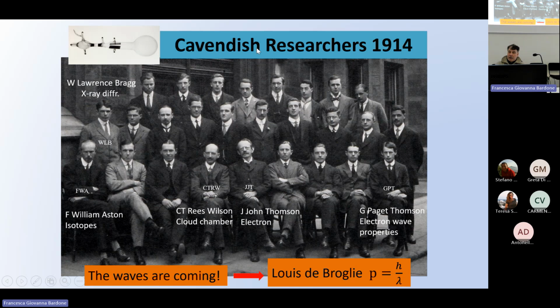About 100 years ago, the waves are coming. We are talking of electrons, we are talking of particles, we are dealing with particles, but the waves are coming. So in the same time in which Bragg used waves, used X-rays, which are waves, to detect the crystal position of atoms, at the same time, some people understood that even very, very small particles could have a wavelength.